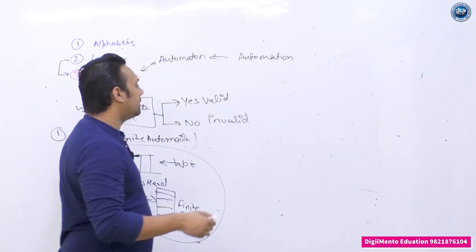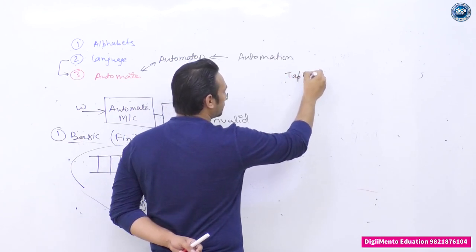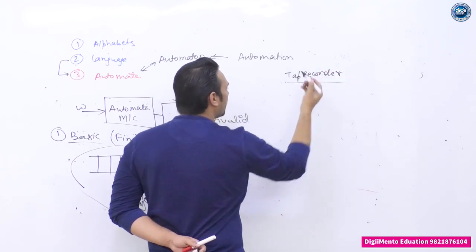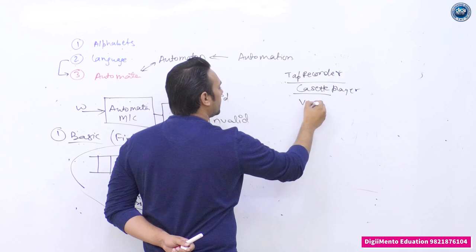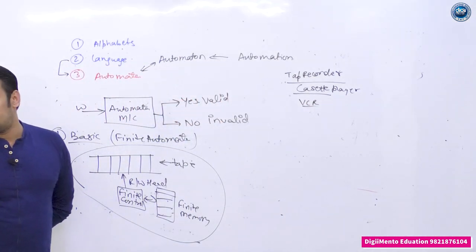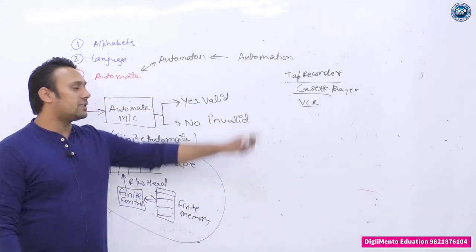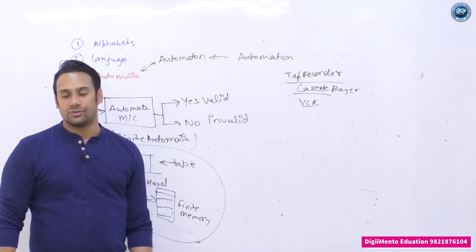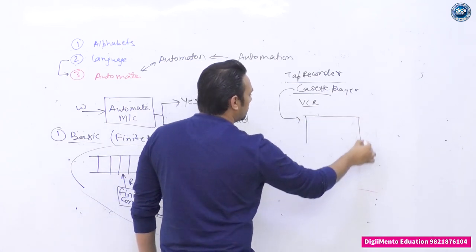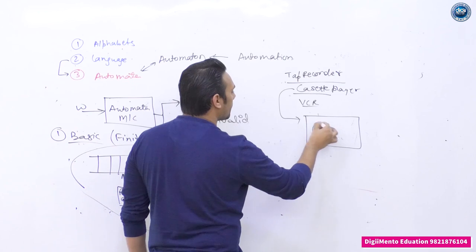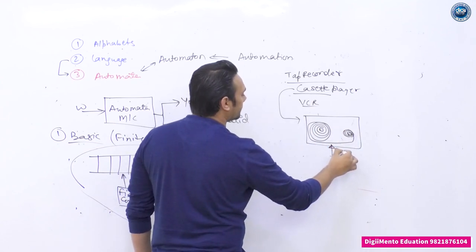Now let me show you with the help of an example. Before that, let me explain this. You must have studied about tape recorders. Earlier you had tape recorders or cassette players, or you must have seen VCRs, something like this. These things were very popular in 2003, 2004, 2005. People used to listen to music on these cassette players. In these cassettes, we used to have something called a reel, like this. Then some part is here, and we put a read-write head here.